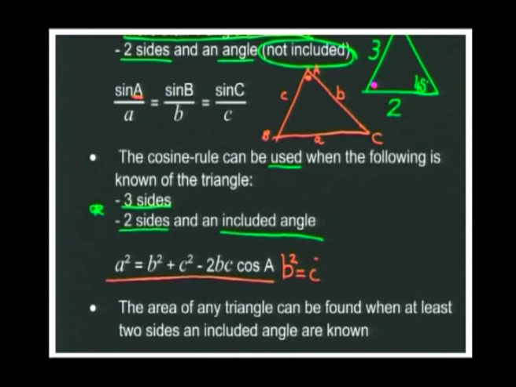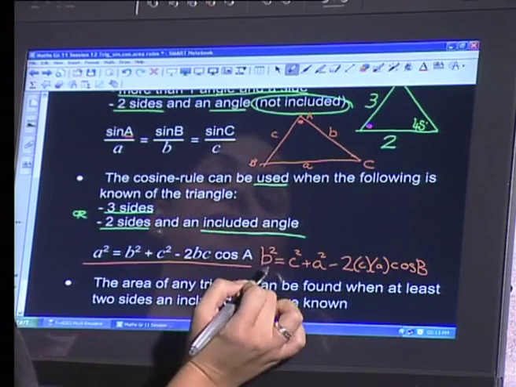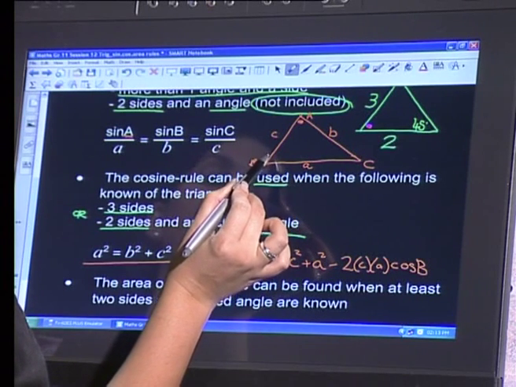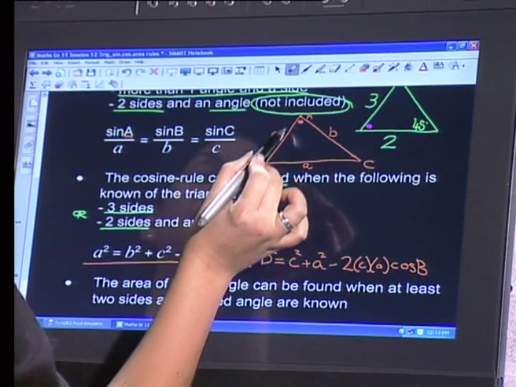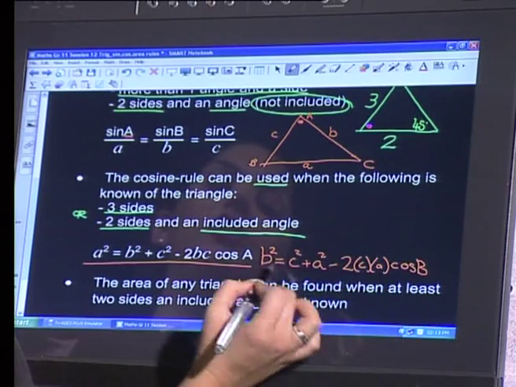So we write c squared plus a squared minus 2c multiplied by a cos capital B, because that is, of course, the angle. And if you have a look, we're looking at the angle which is opposite the side we want to calculate. And take special note that this angle is included, it is between side C and A. And that is the way in which you can change the formulae.